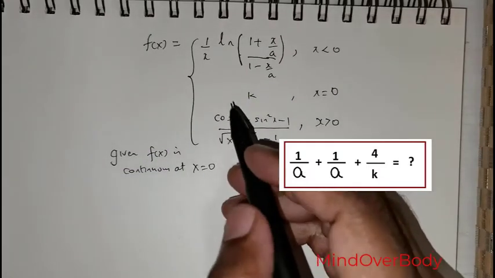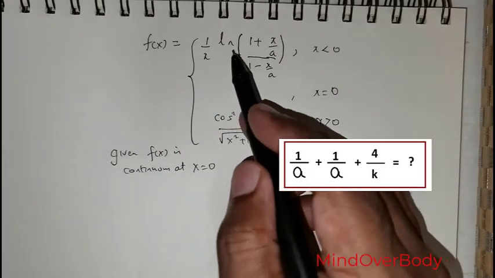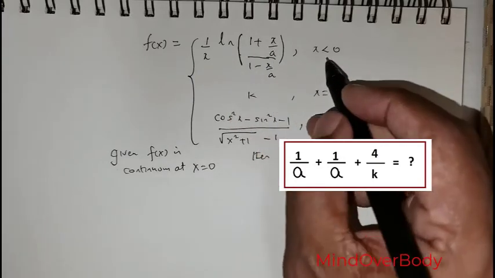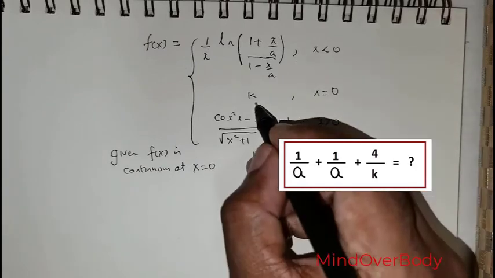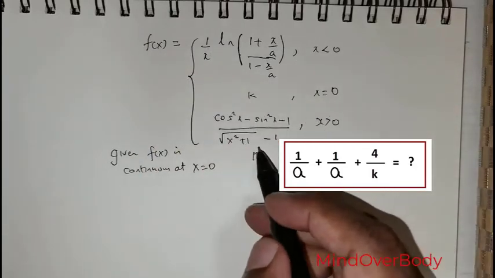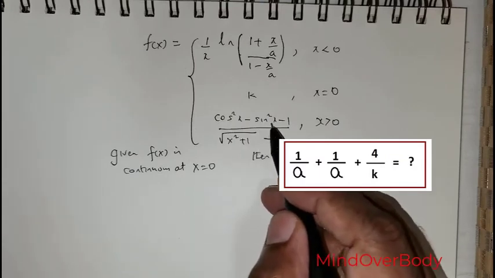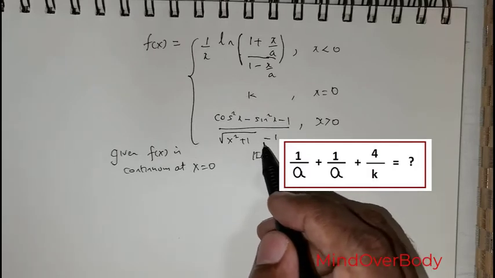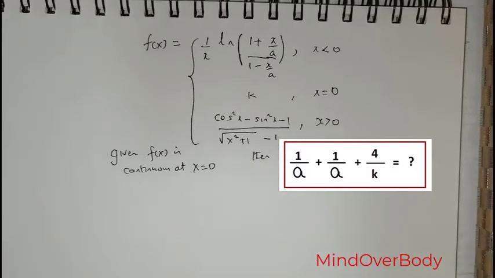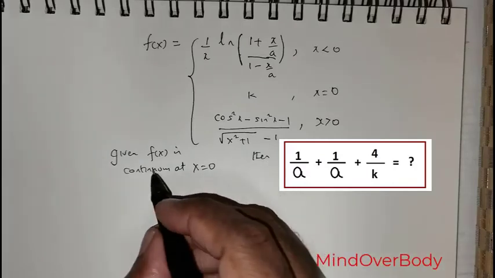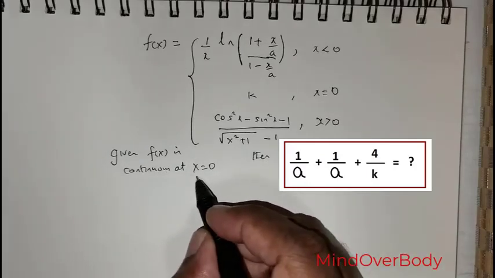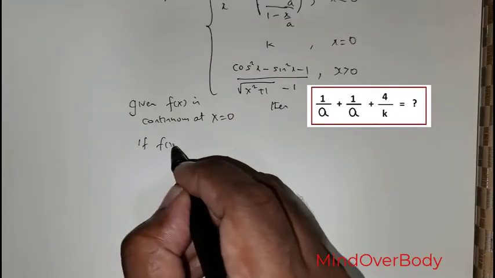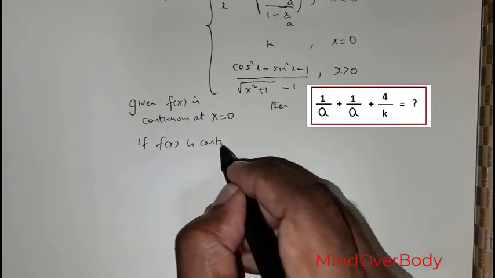Students, we are given this question: f of x is equal to 1 over x times ln of (1 positive x over a) divided by (1 negative x over a), with x being less than 0, and the function takes a value k if x equal to 0, and the function takes a value (cos squared x negative sin squared x negative 1) over (square root of x squared positive 1 followed by a negative 1) when x is greater than 0. It is also given that f of x is continuous at x is equal to 0. We are expected to find k.